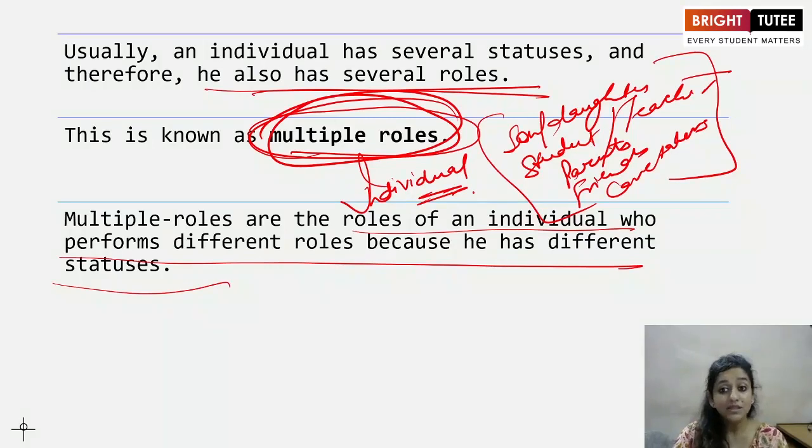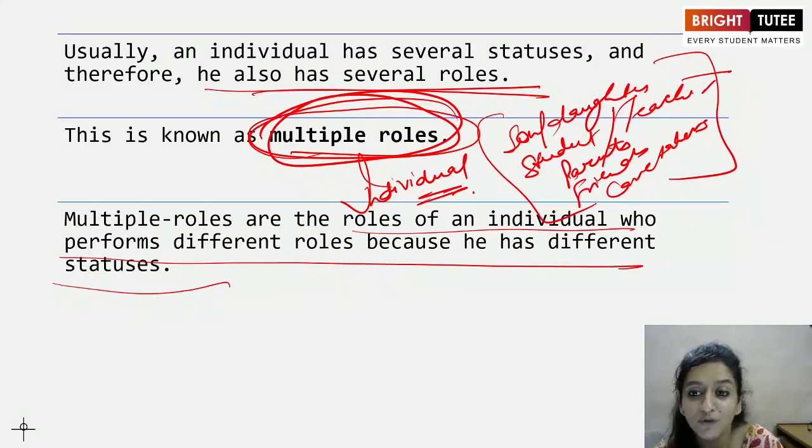Even if I'm meeting the same set of people at a wedding or a birthday party, I will be different, because I will be having different social roles, because I will be in a different social status. That is what makes it, and you understand the multiple roles.